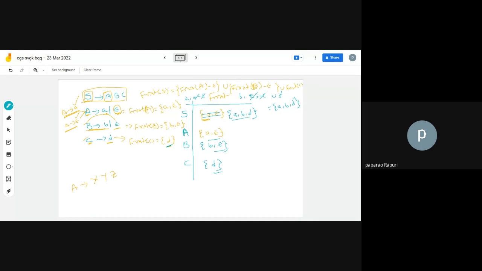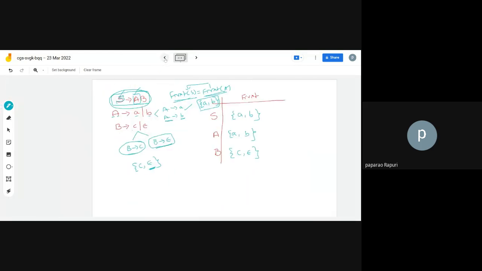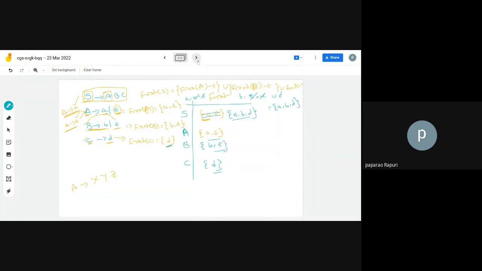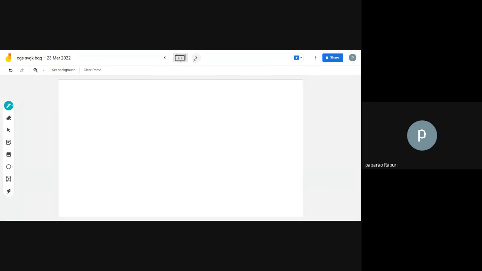So first you need to check which format or which rule, which production type, is satisfied. From that, you can easily write the first set, sir. So one more example, sir. S derives capital A, capital B, capital C.